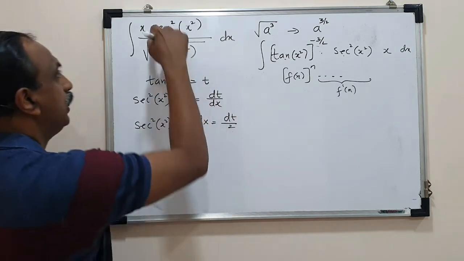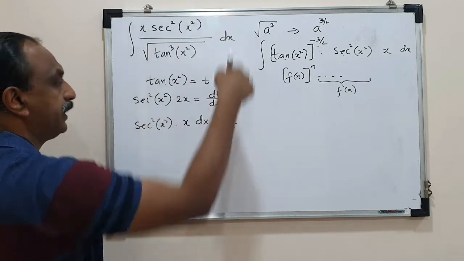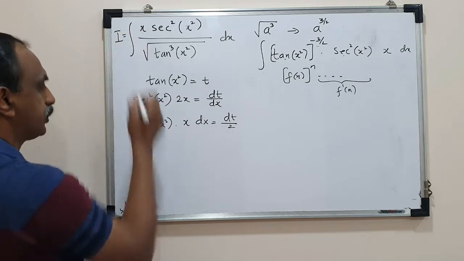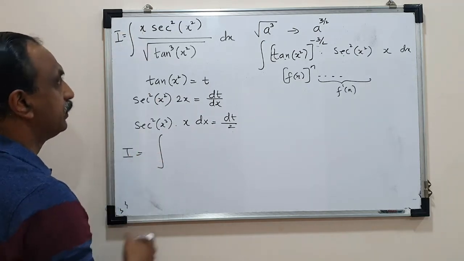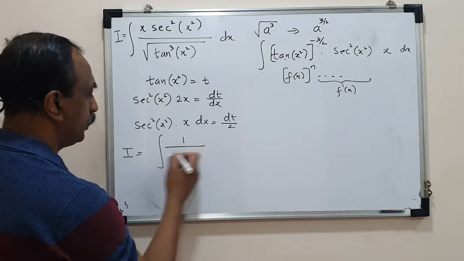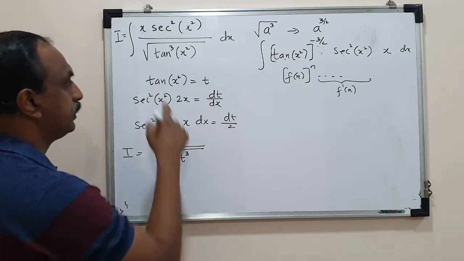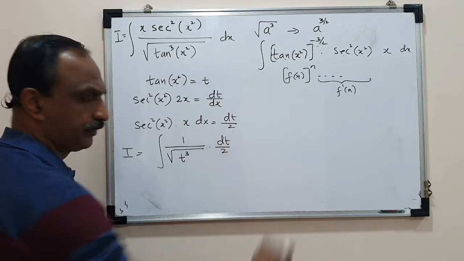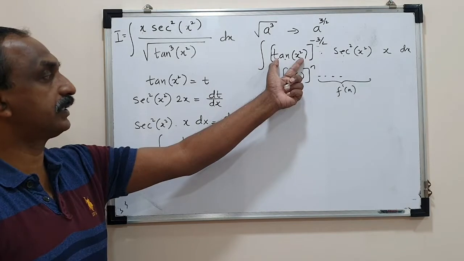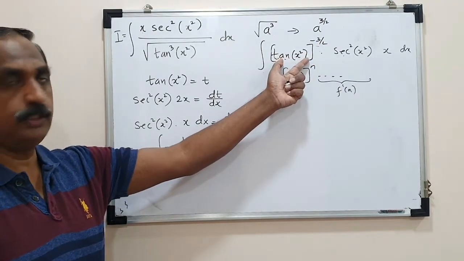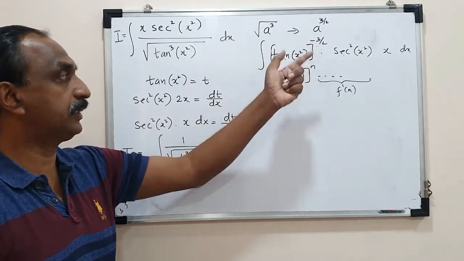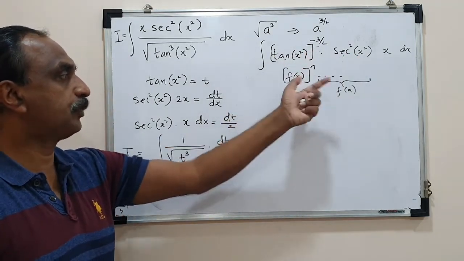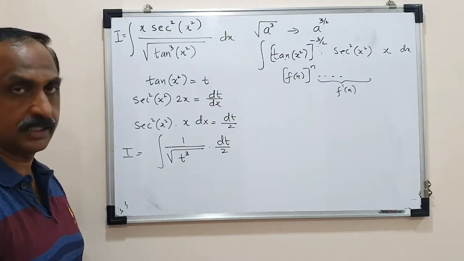So I can replace this whole numerator by dt by 2, and this can be replaced by t. So my integral I will become integral 1 upon root of t cube, where tan of x square is put as t, into dt by 2. So this is how you need to always handle a term with a power. That's why we call it the power rule. Power rule means a term having the power and the derivative of the term is present, then whatever the base, that should be put as the substitution, a single variable t.